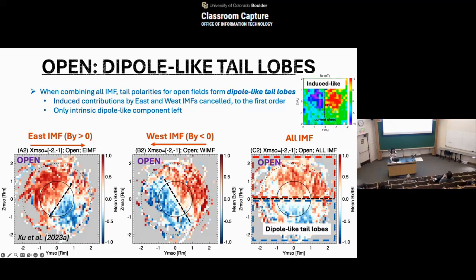Just to remind you, for induced fields, the magnetic lobes are east and west in the east and west configuration. But for the dipole it is north and south. So when we get just the field lines connected to the planet, we actually see a very dipole-like configuration. So our interpretation is that when we average all the IMF conditions together, the induced component in the open fields gets canceled. And then we can actually see the intrinsic component of the magnetosphere, which is very dipole-like.